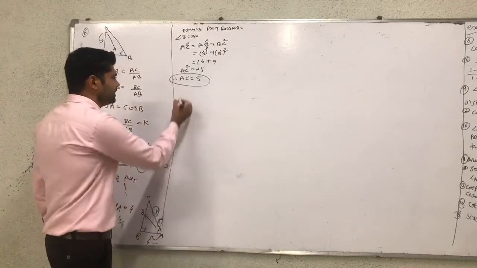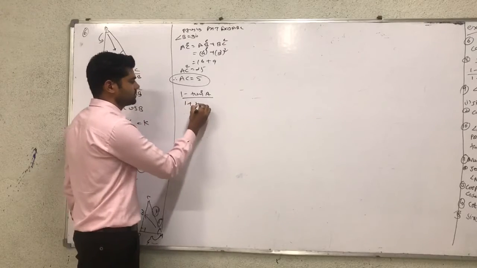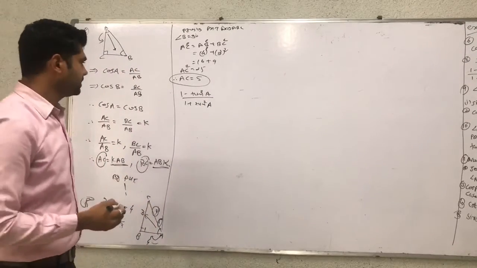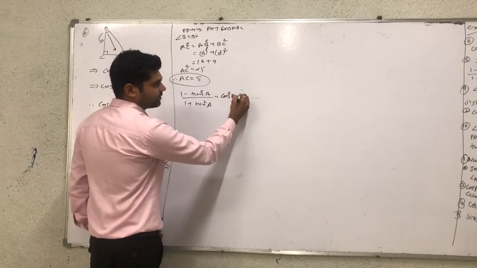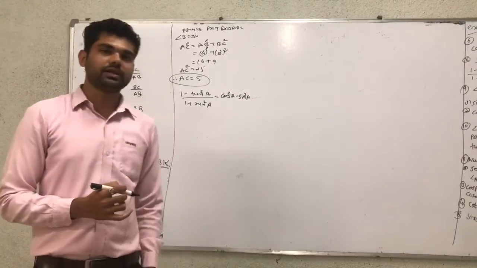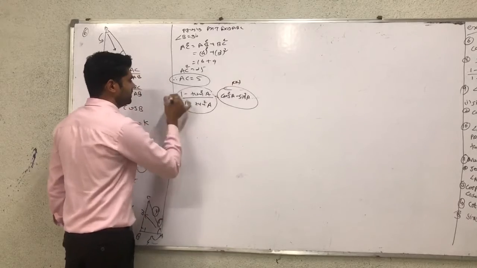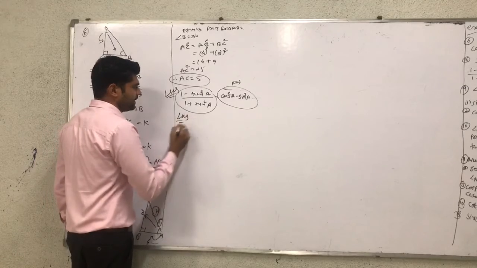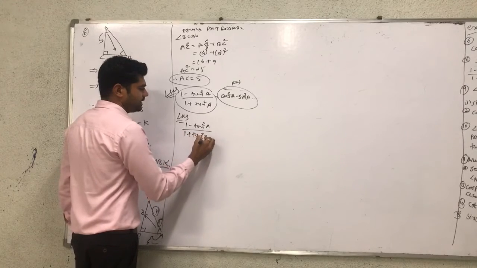Now check: 1 minus tan square A divided by 1 plus tan square A is equal to cos square A minus sin square A. Here the right hand side is cos square A minus sin square A, and this term is the left hand side. Let's start with LHS. LHS is equal to 1 minus tan square A divided by 1 plus tan square A.